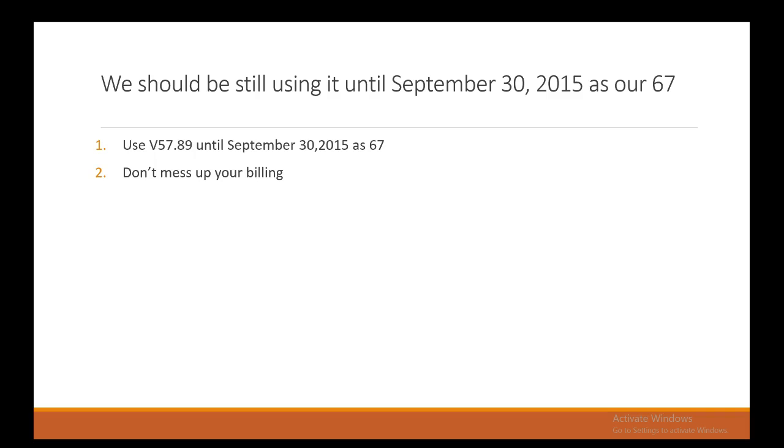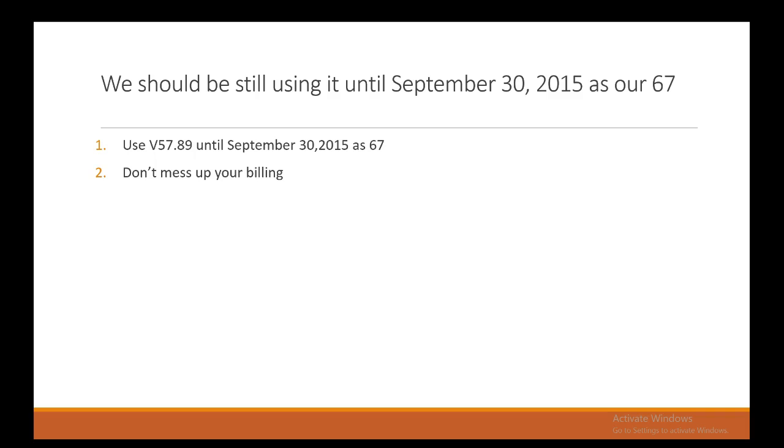We should still be using V57.89 as our 67 until October 30th, 2015, you all. Use V57.89 until September 30th, because if you don't, you're going to mess your billing up. Don't mess your billing up. It is the same concept that we're doing right now, you all. Y'all know if halfway through the month V57.89 should resolve, we can't take it off that diagnosis list until the end of the month because it's going to mess the billing up.